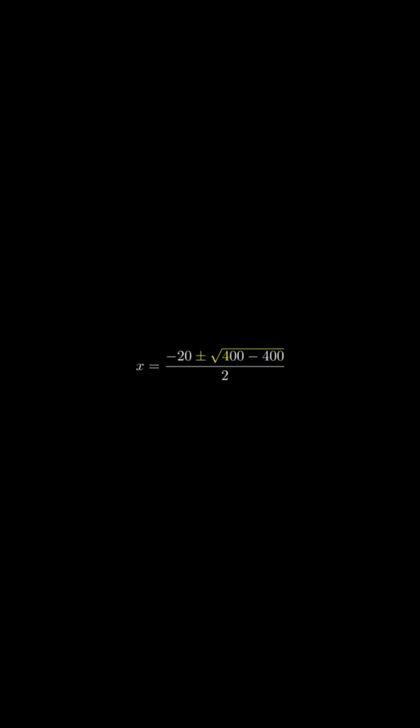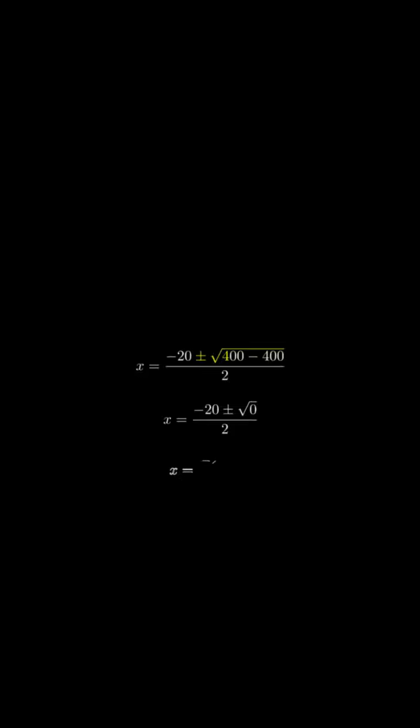The discriminant tells us about the nature of the solutions. When it equals 0, we have exactly one solution. Let's continue simplifying. With 400 minus 400 equal to 0, our expression becomes x equals negative 20 plus or minus the square root of 0, all divided by 2.